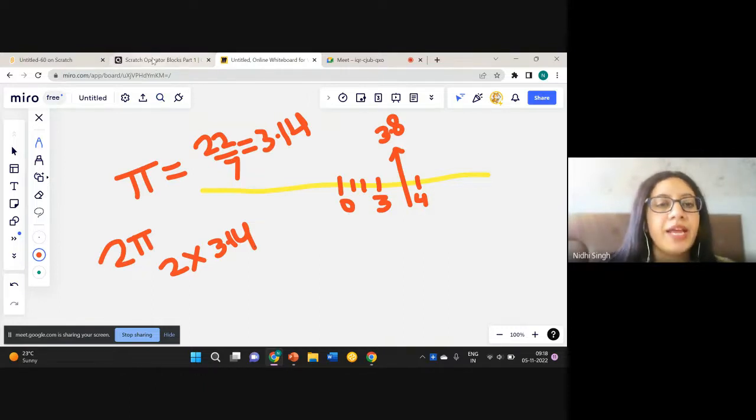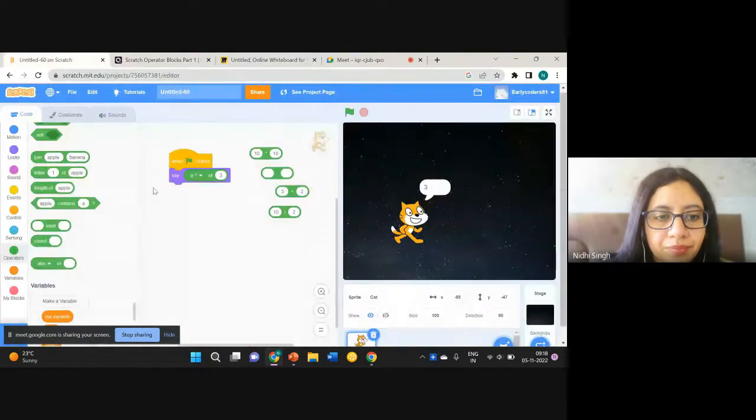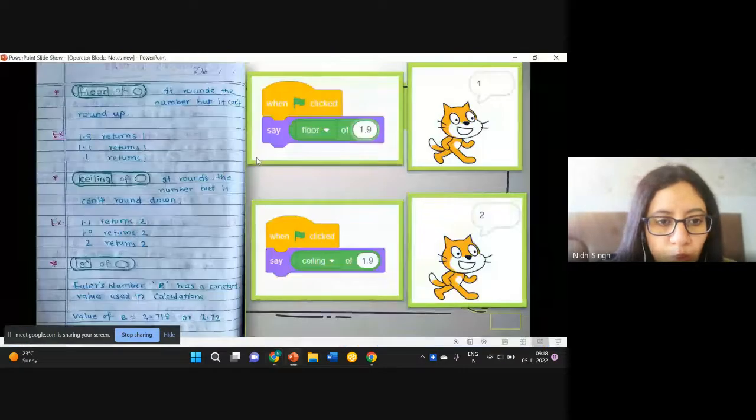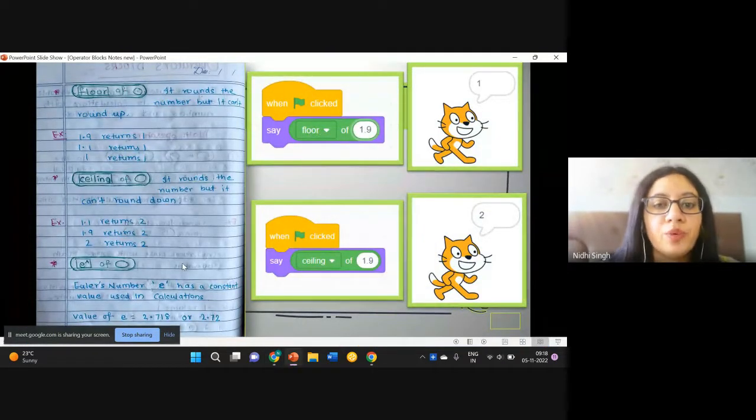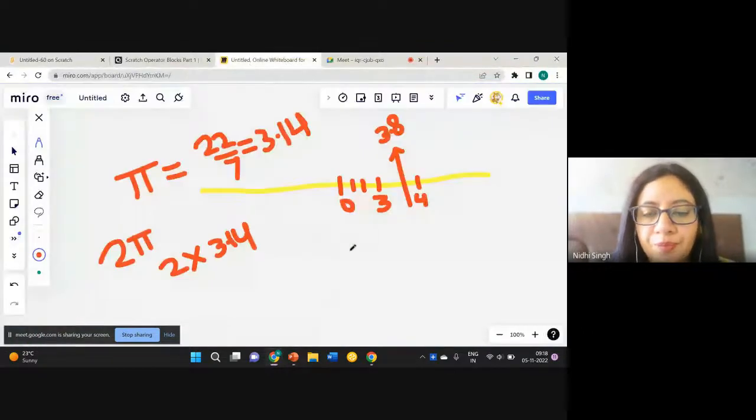Now, similarly, we have this Euler's number, e, and the power. It has a constant value which you will be using in calculations. The value of e is 2.718. Now, how will we do the calculation here?